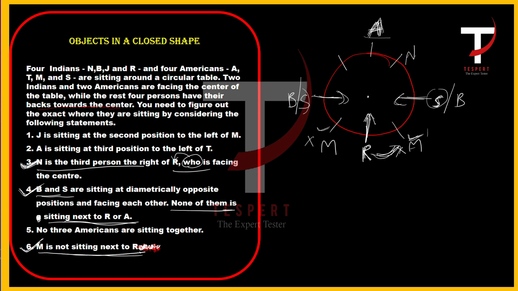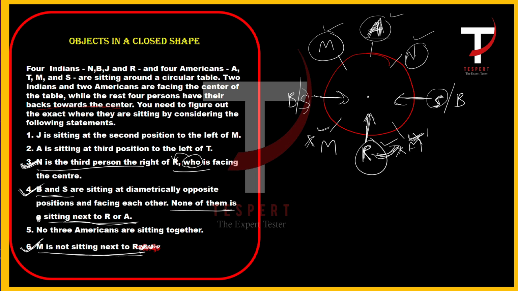Okay, as M is not sitting next to R, M shouldn't come here, M shouldn't come here either. So here either B or S will be there, here N is there, here A is there, so M must be here. This is the only place for M. So A is fixed, R is fixed, right? So B and S, N is fixed, N is also fixed. So B and S, so we will look into this now.